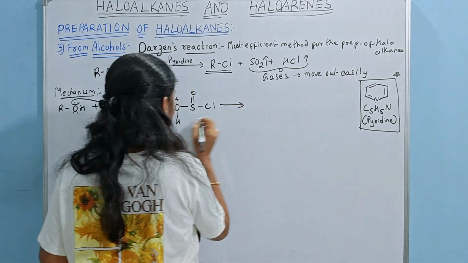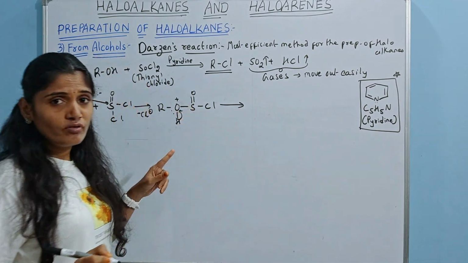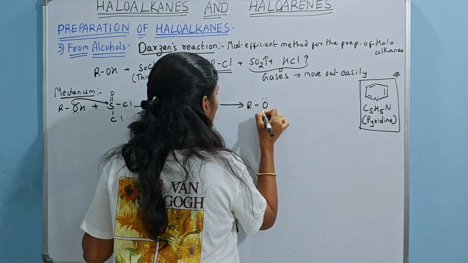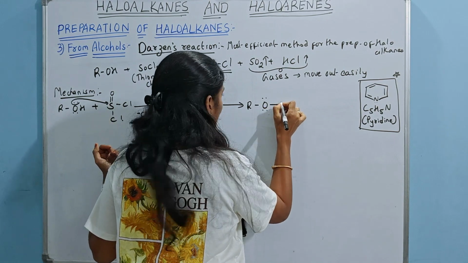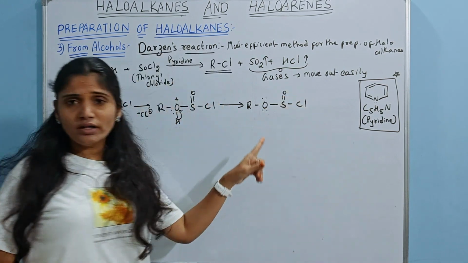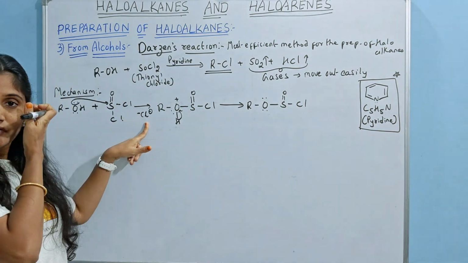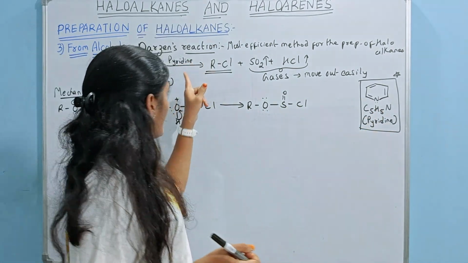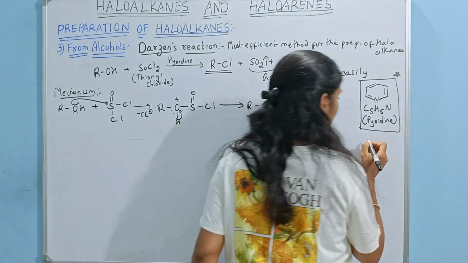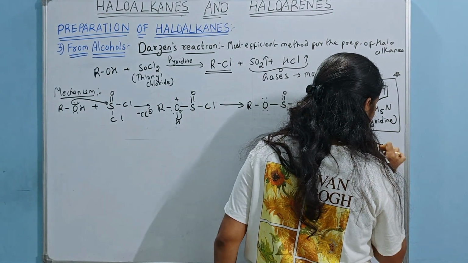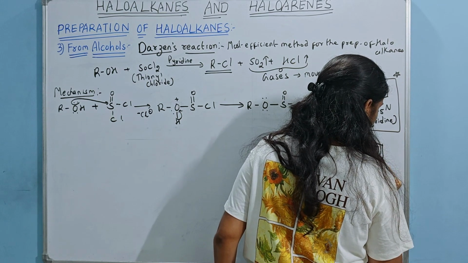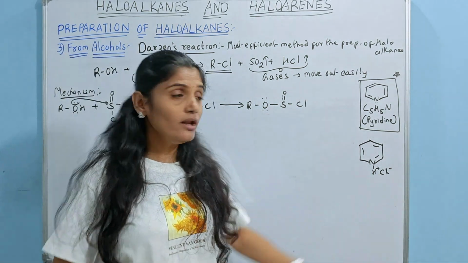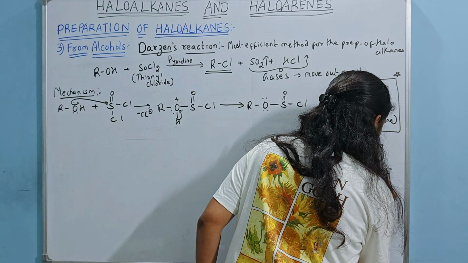Only oxygen will try to take the shared pair of electrons from hydrogen. Let me write the product, then I'll explain one thing. So oxygen will not have any positive charge because it has taken the shared pair of electrons which it had with hydrogen. Now I got this. Now if you see here, Cl- is released from here, H+ is released from here. Both of them will react with pyridine because I'm using pyridine in this reaction, forming pyridinium chloride.